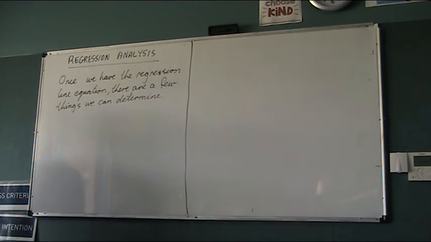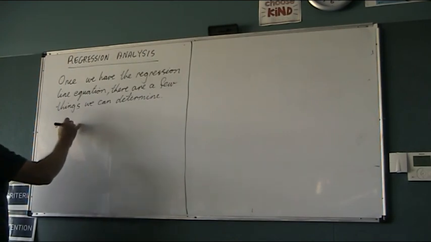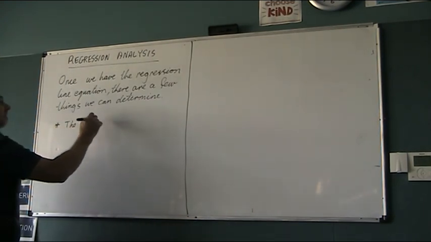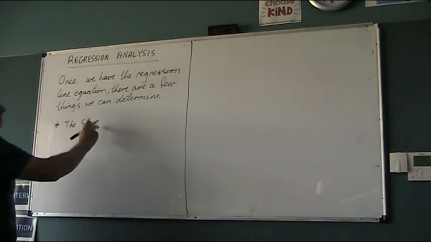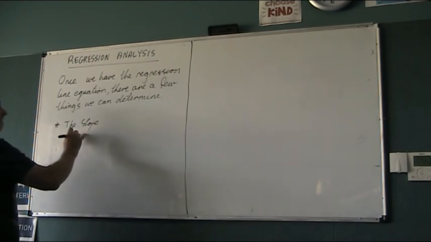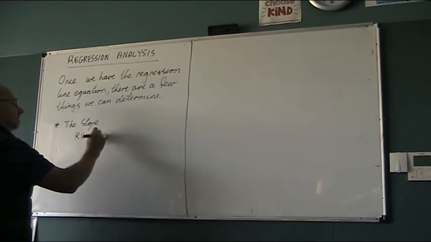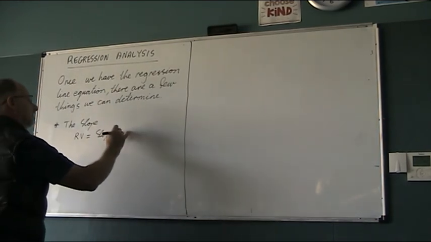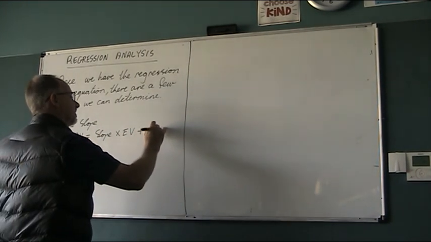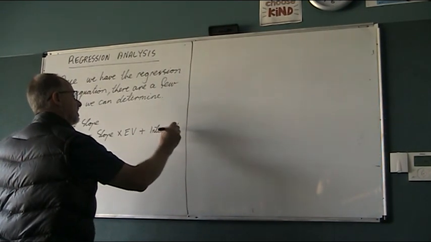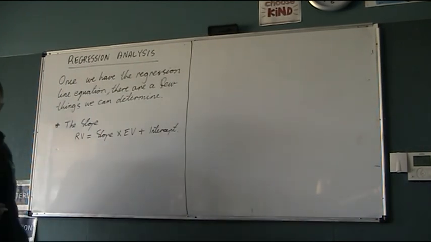One of those things that we can determine, or one of the things that tells us about, is the slope. Alright, and so the slope, of course, if you remember, our RV will be equal to the slope times the EV plus the intercept. And so when we're talking about the slope, it's this number that's in front of our EV variable.